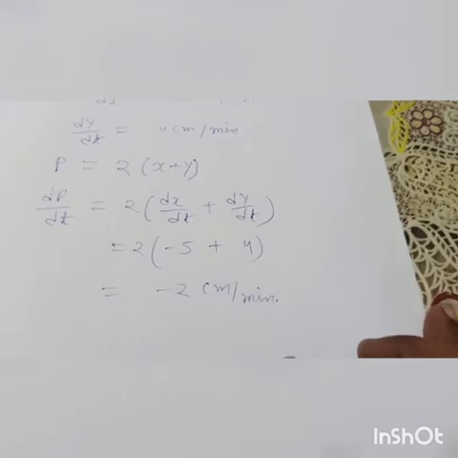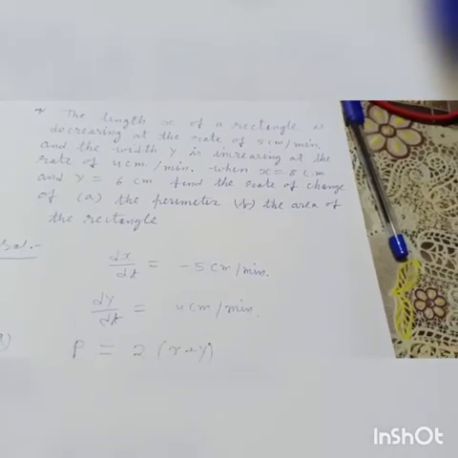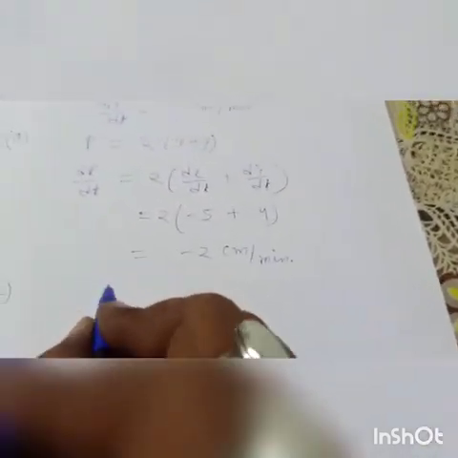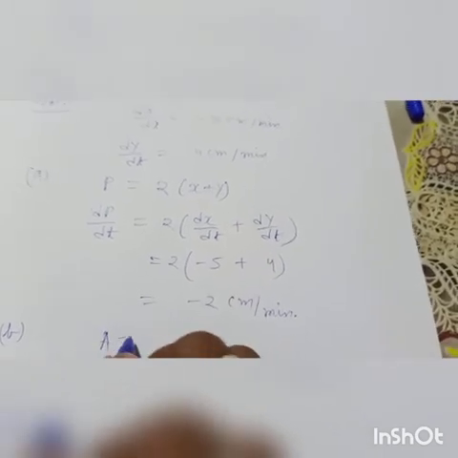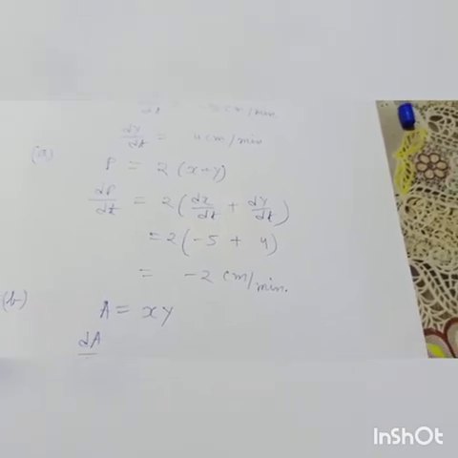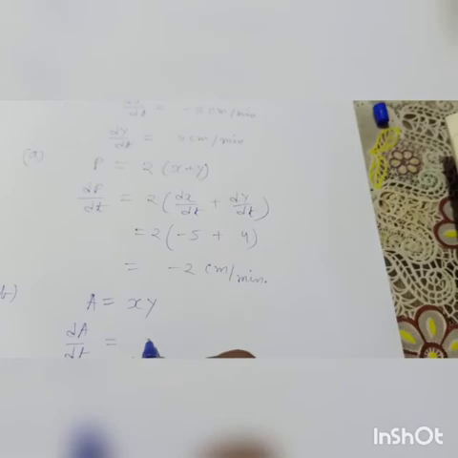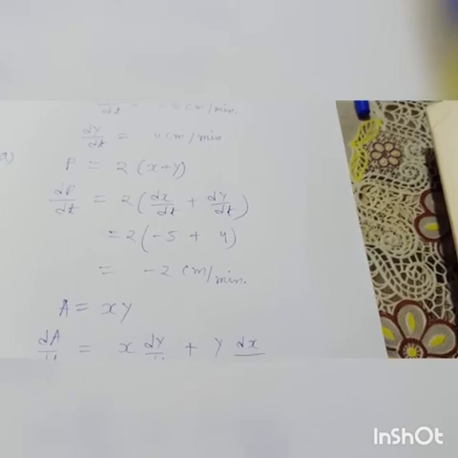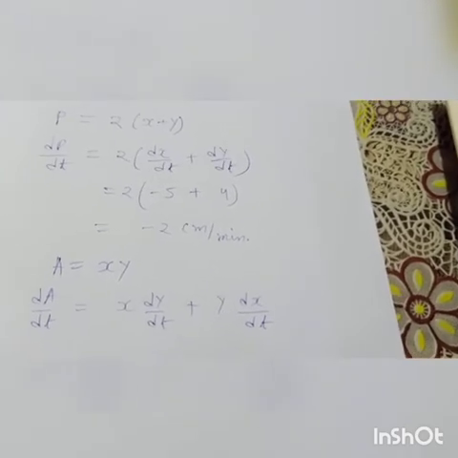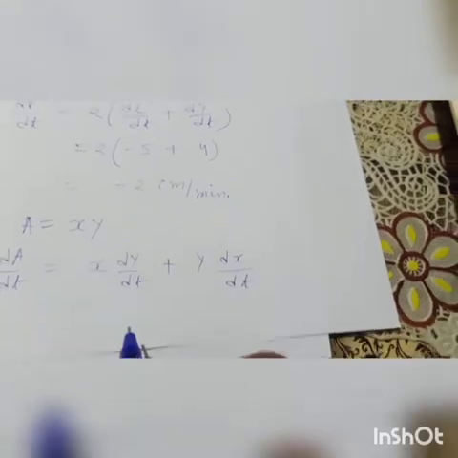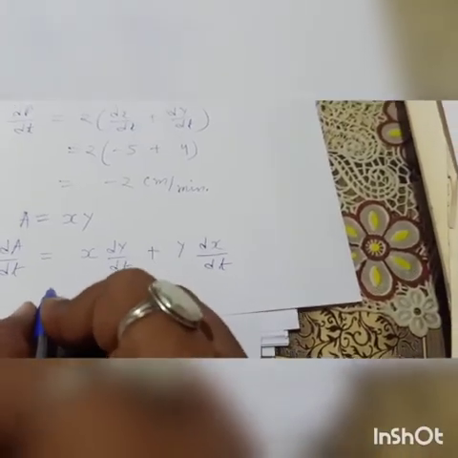Now in second part we have to find the rate of change of area. So again we all know that area of rectangle is length into breadth. If we denote area by capital A, then we can say capital A equal to xy. Now if we find dA by dt, we have to use product rule here, x dy by dt plus y dx by dt, and we know the value of x and y. For particular value of x and y, x equal to 8 and y equal to 6. We also know dy by dt and dx by dt. So putting all these four values, we can find the answer.